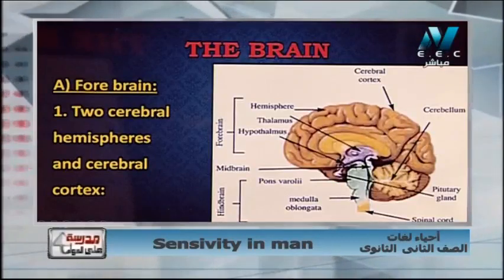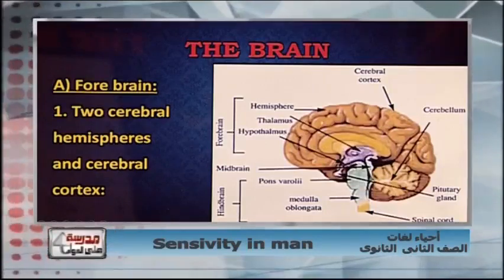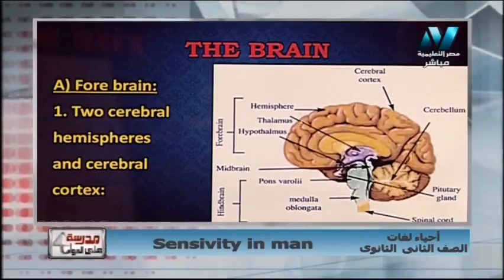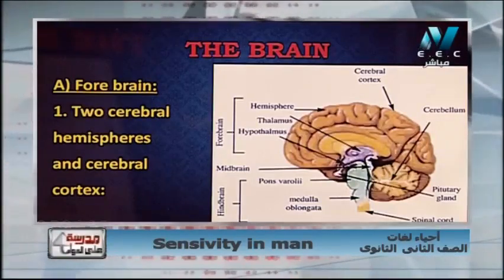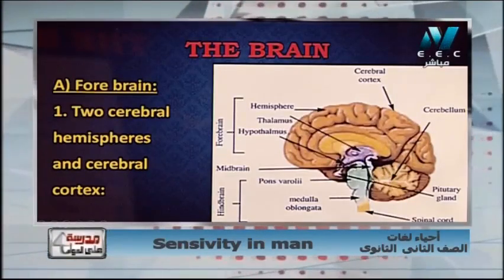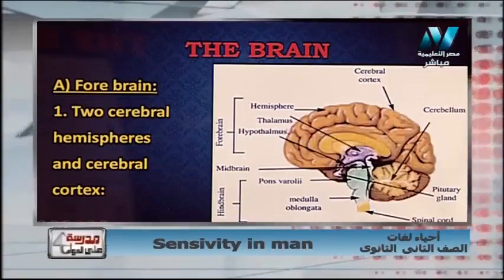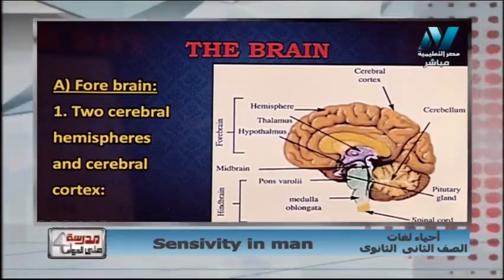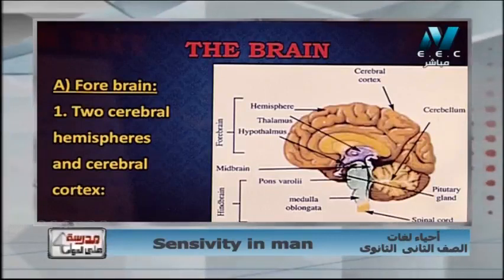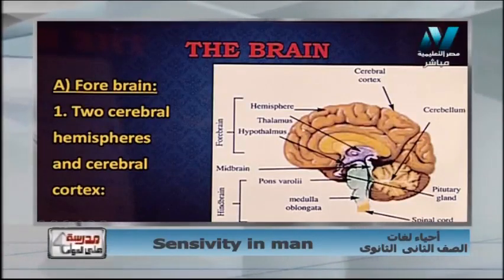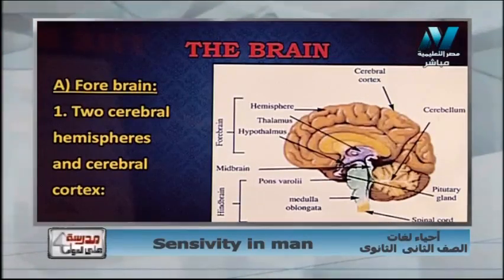The brain itself is composed of many parts. The first part is the forebrain. The forebrain is the two cerebral hemispheres that occupy most of the volume of the brain, and the two cerebral hemispheres with their cortex are very important for most of the centers that control the body activities.